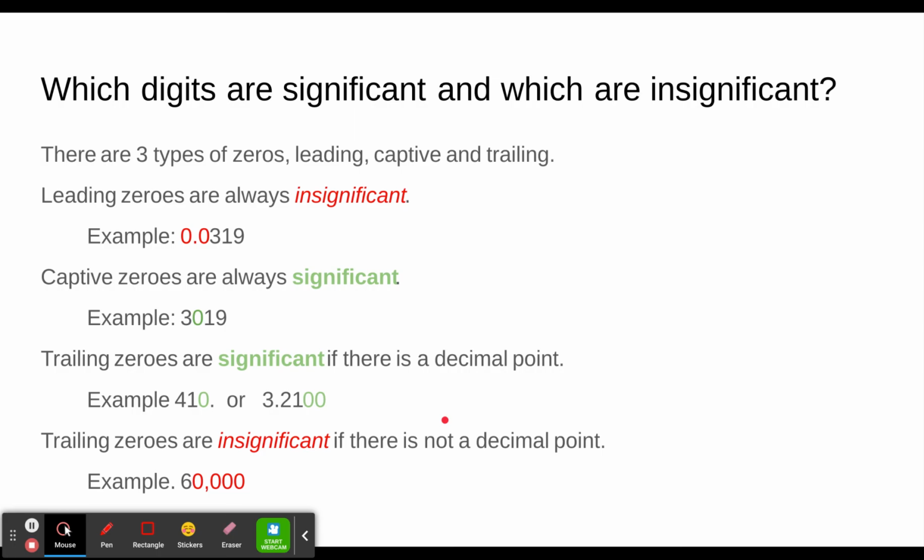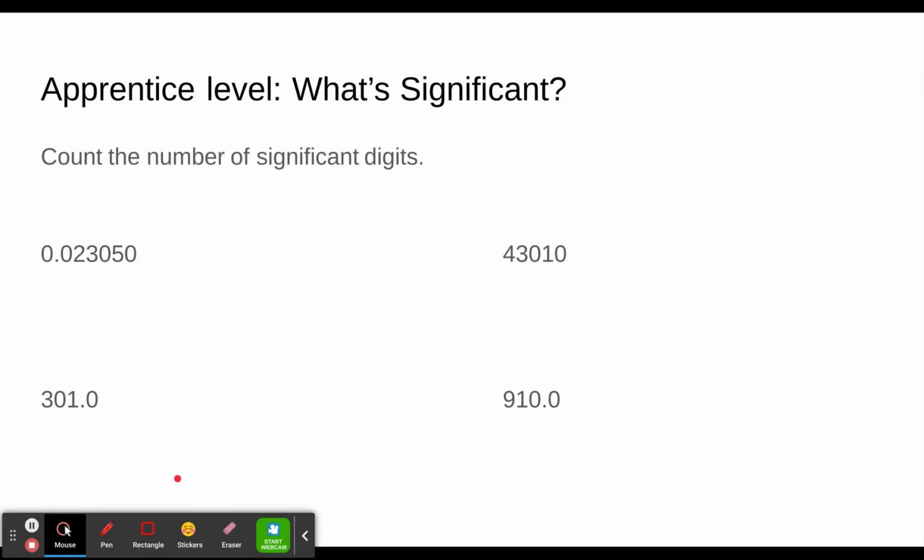60,000 people in the stadium. We were just estimating, there's no decimal point, so all 4 of those zeros are insignificant. There's only 1 significant digit. So the apprentice level just has you count the significant digits. So let's go ahead and do that.